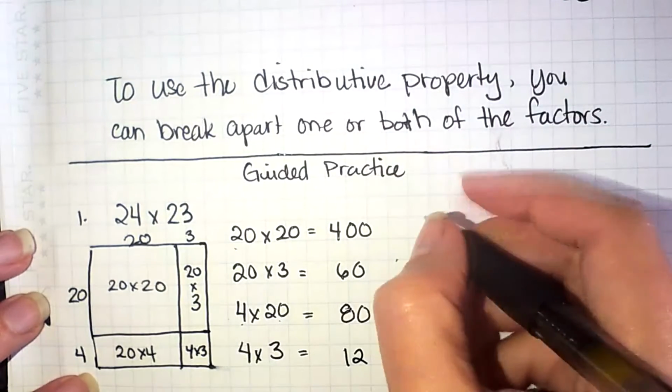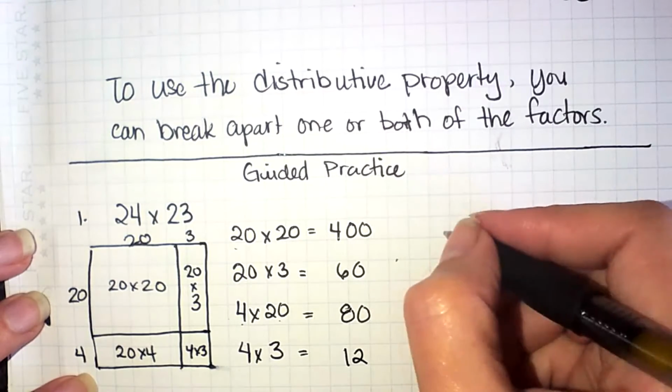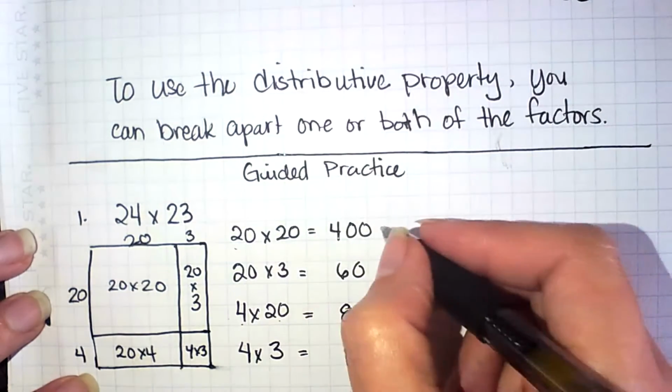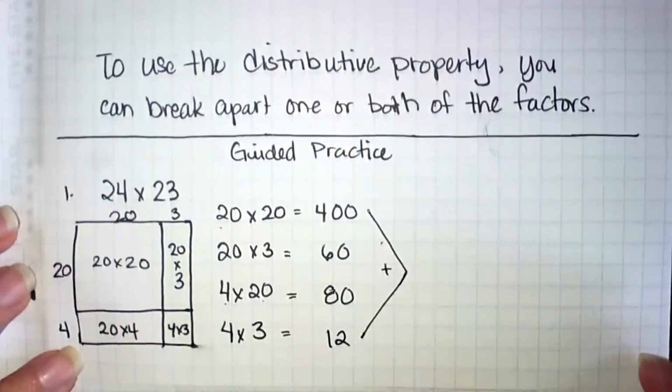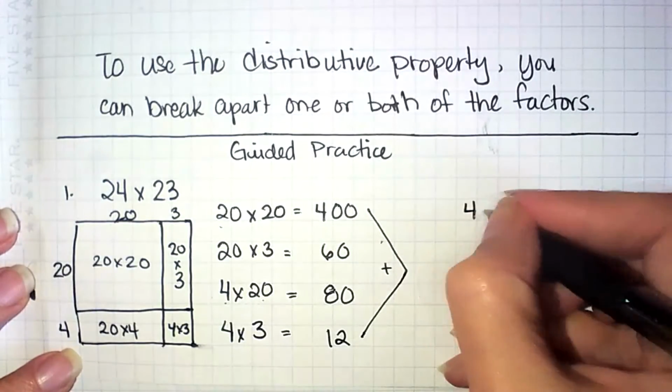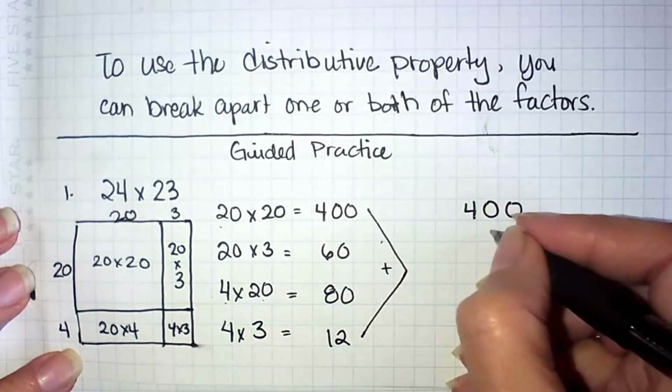So now I have my partial products. I need to put them together, right? I need to add them all together to find my answer. So I need to write them in place value order.